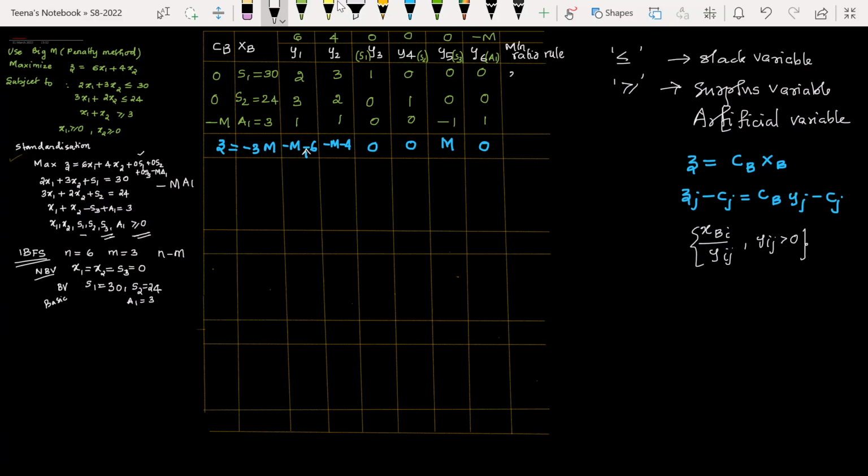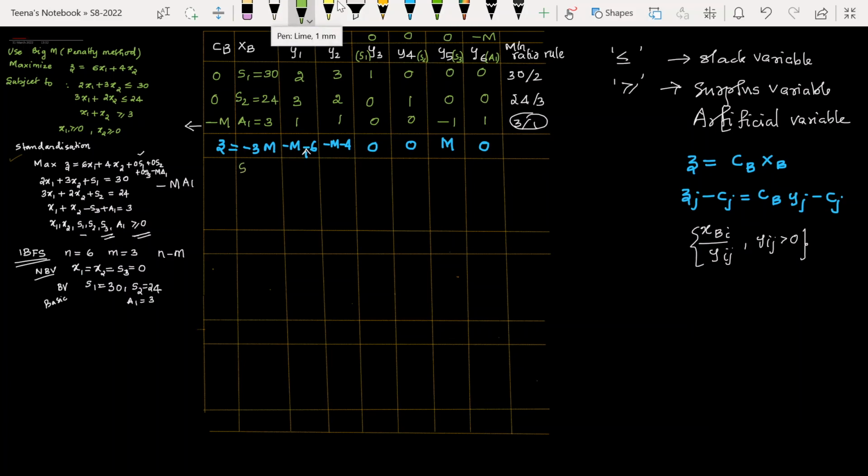So we are comparing the ratios 30 by 2. Then we have 24 by 3 as a second ratio. Then we have 3 by 1 as a third ratio. And we know among these, 3 by 1 is the minimum ratio, and therefore we make this third row leave the basis, or correspondingly A1 has to leave the basis. Okay, and hence we are going to make the next modification.